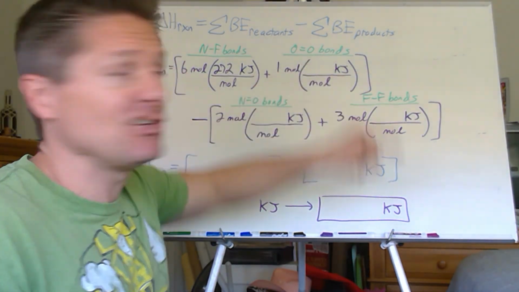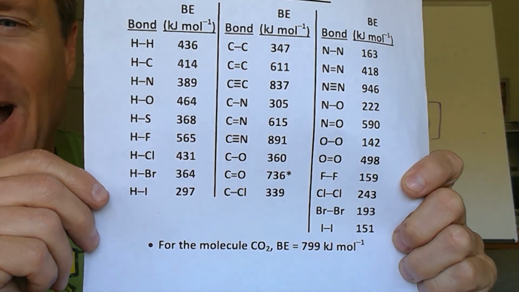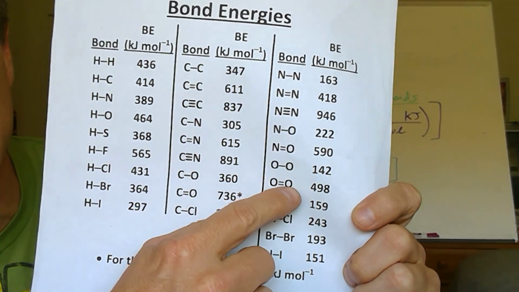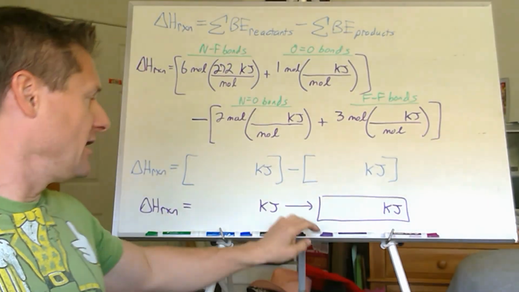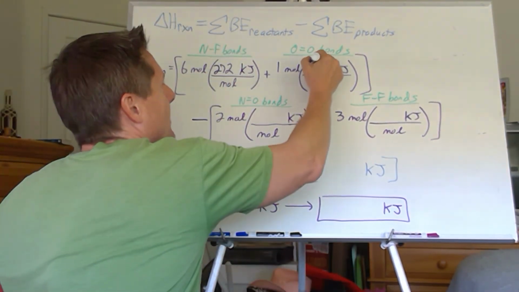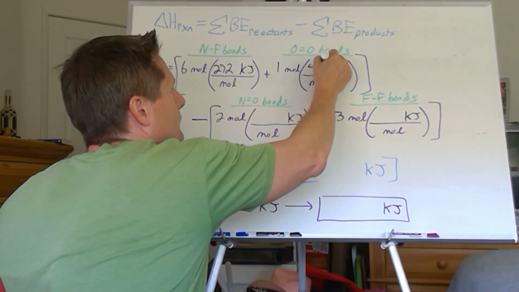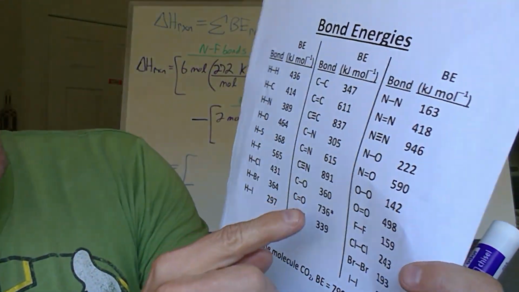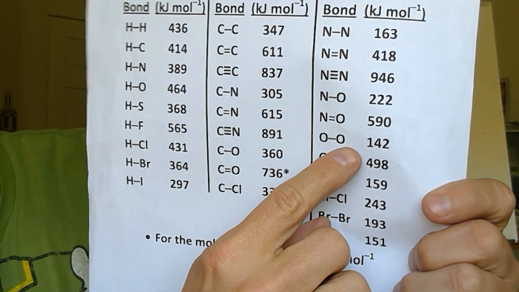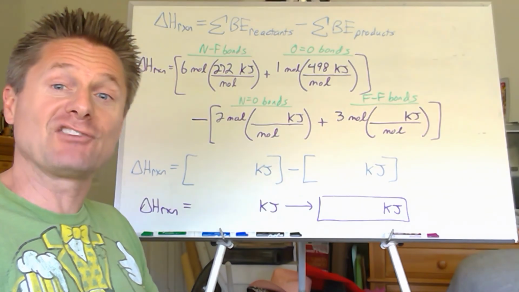Let's look up the oxygen-oxygen double bond. Do you see it on there? Is that it right there? 498 kilojoules per mole. So let's write 498 there. The biggest mistake students make on the exam is they don't do the Lewis structure, and they end up using 142, thinking it was an oxygen-oxygen single bond.